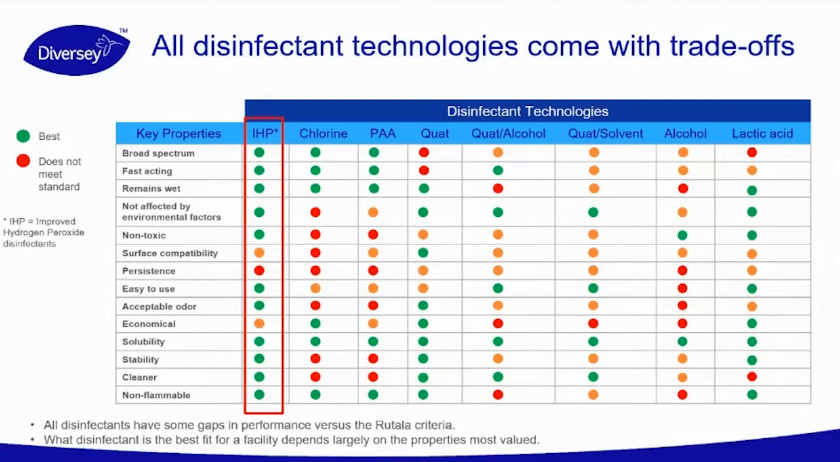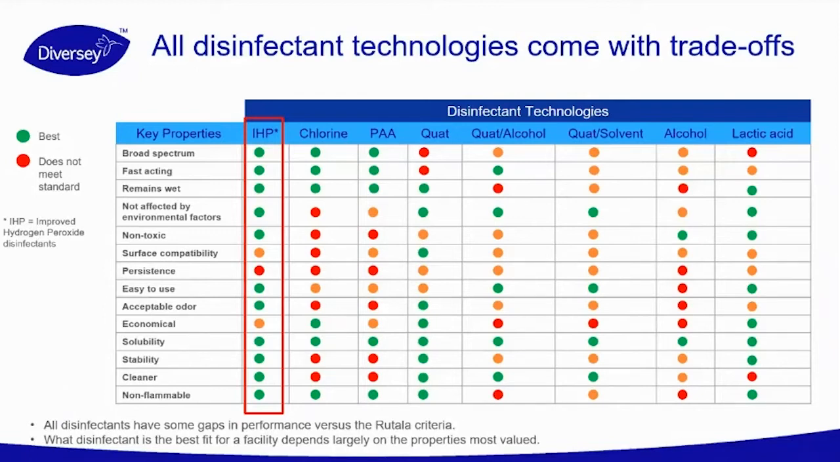And if you look at the different technologies, IHP is for improved hydrogen peroxide disinfectant, chlorine, peracetic acid, quat alcohol, quat solvent, alcohol, and lactic acid. If we look at the left column with the IHP, then you can see that for most of the properties, it has really good performance.